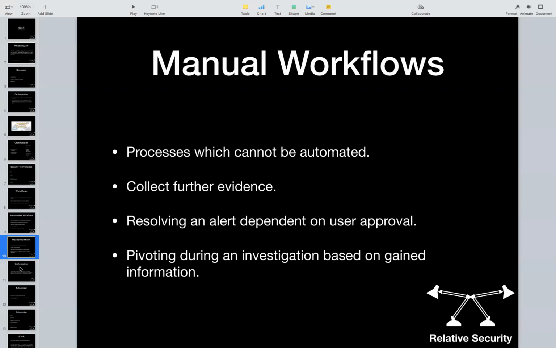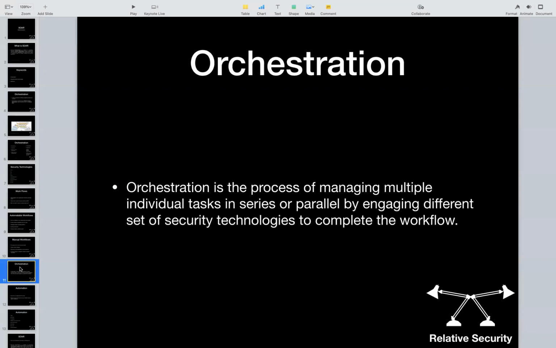So now let's move back. Since we have discussed the security technologies, workflows, and the orchestration, let's go through the definition of orchestration one more time. In this scenario, orchestration is the process of managing multiple individual tasks in series or parallel by engaging a different set of security technologies to complete a workflow. So what are the different security technologies that we are engaging? I will briefly go through a complete example so that we have a better understanding of the orchestration.